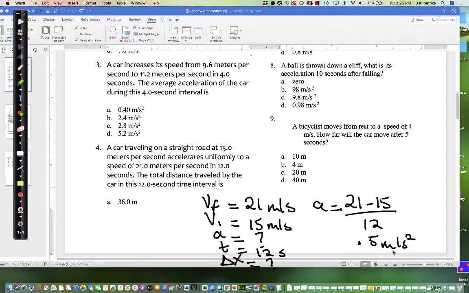Now can I get my displacement? Yeah, so now I'm going to use the displacement equation. So delta x is equal to, remember that equation? It says delta x is equal to the initial velocity multiplied by the time plus 1/2 a t squared. So VI is going to be 15 here. My time was 12, plus my 1/2 multiplied by my acceleration, which I just found, and then my time squared, which would be 12 seconds squared. So you should get 216 meters for this.